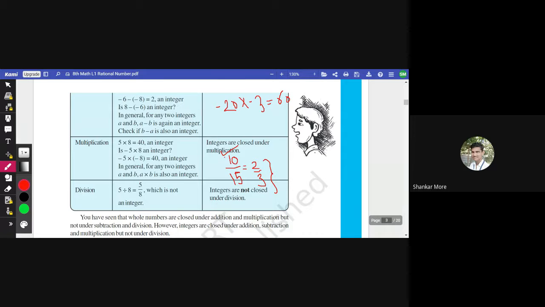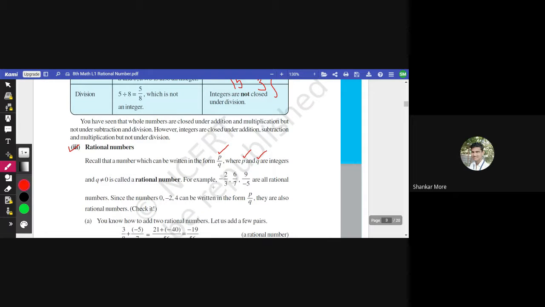q is equal to 3, which is not equal to 0. So we can say that 2/3 is a rational number. I will reiterate the definition of rational numbers. A number which can be written in the form of p by q, where p and q are integers, and q is not equal to 0. q should not be 0. In that case, that number is said to be a rational number.